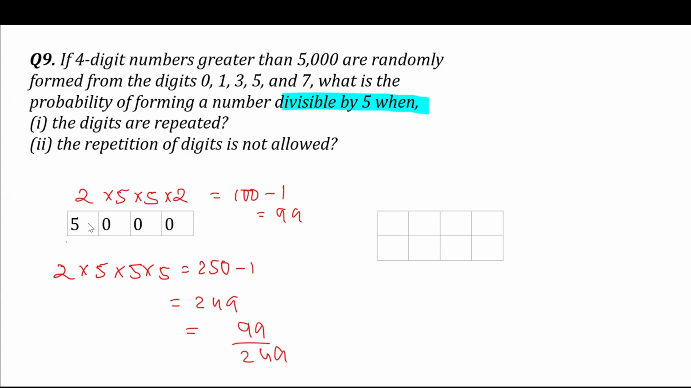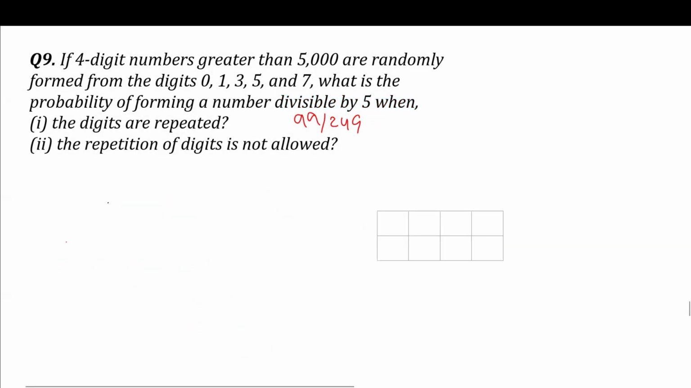No, it's not divisible. So we can say that the required probability is 99 over 249 for the first part. Now coming to the next part, in this case, the repetition of digit is not allowed. So just look into how many such numbers can be framed out of this which are greater than 5,000. The only condition as of now we have taken is greater than 5,000 and not divisible by 5.